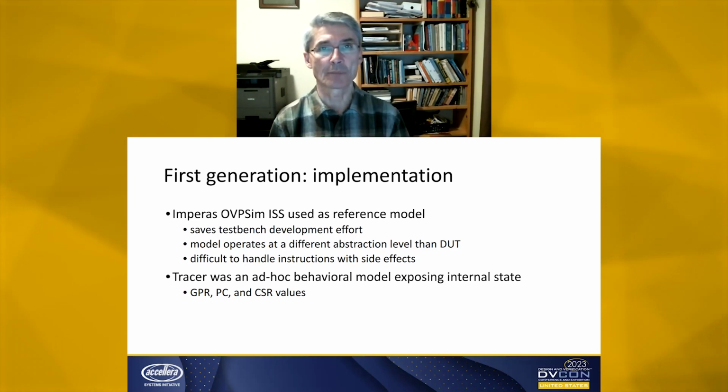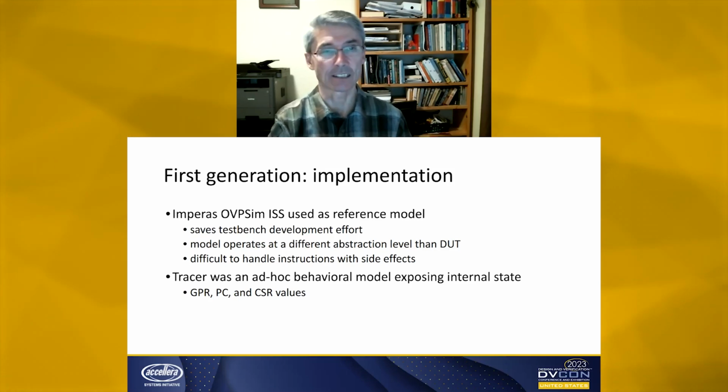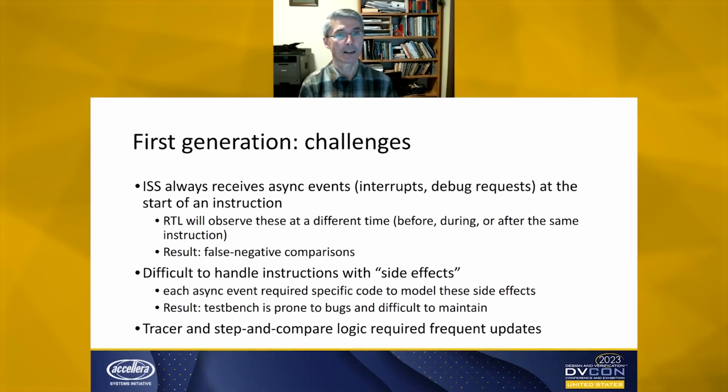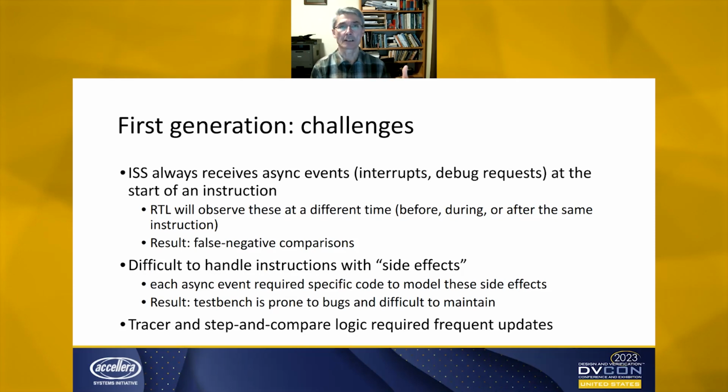Another interesting tidbit about the first generation is that the tracer used to expose the internal state of the RTL was a very ad hoc design. It was essentially whatever was there when we started verification of the RTL, and this led to some interesting challenges. I've hinted at a couple of these challenges.